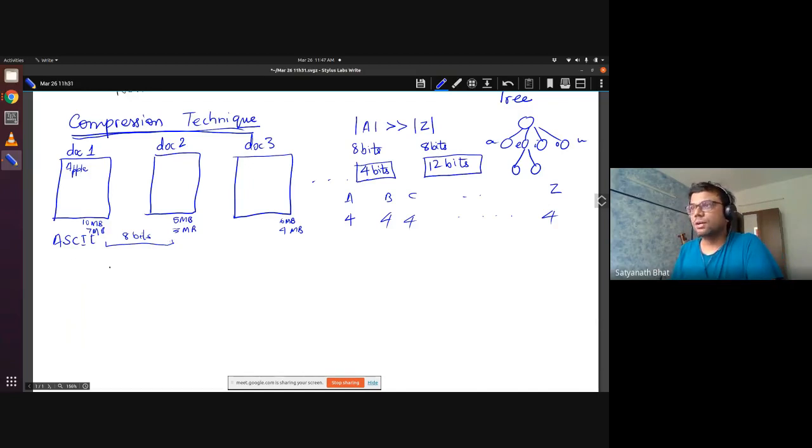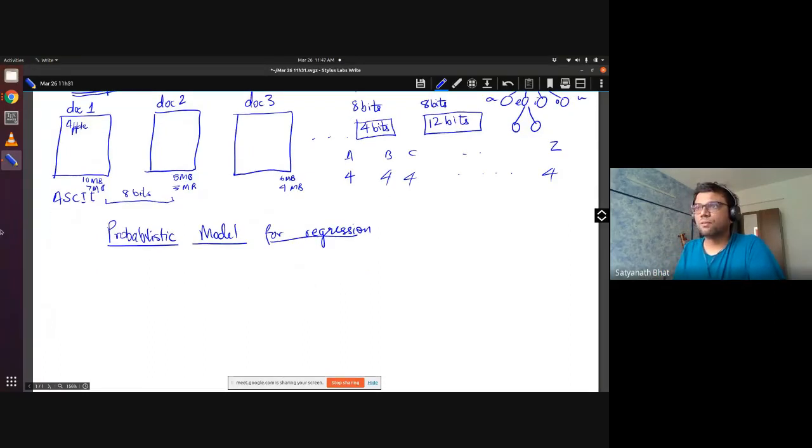So now we will do another probabilistic model. Yesterday we saw one probabilistic model for regression. We will also see one more probabilistic model for regression. The previous method we saw assumed that y is W transpose X plus epsilon, where epsilon is normal distribution with mean 0 and variance sigma squared. This was the first model we saw.